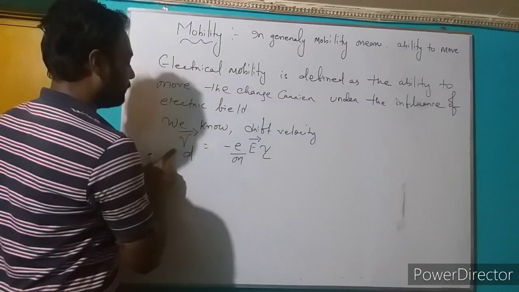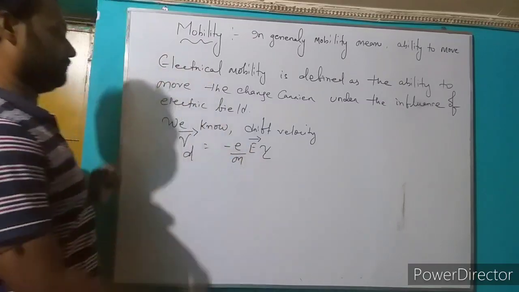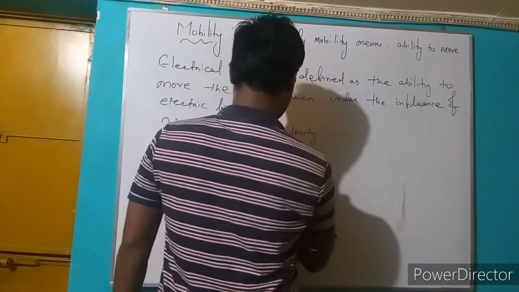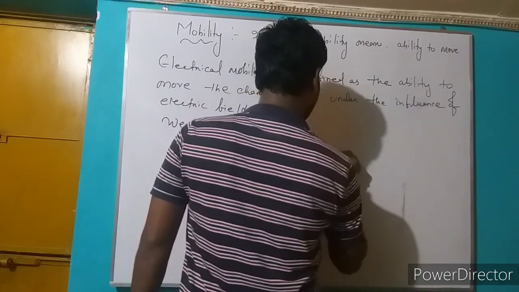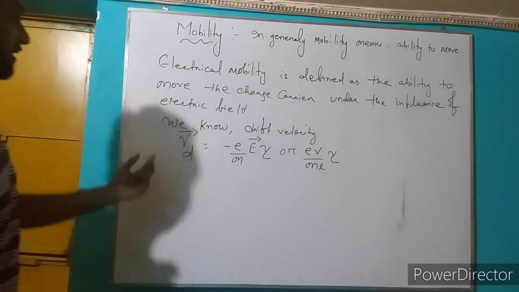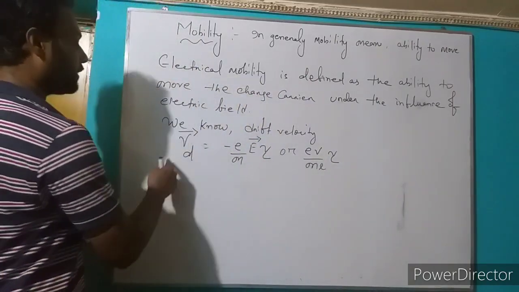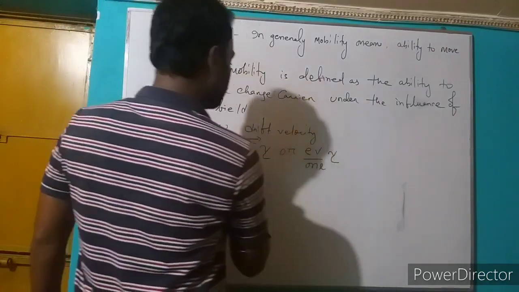Okay, so drift velocity equal to minus E by M into tau, and here E V by ml into tau. Clear? So these are the two definitions, two formulas which are related to drift velocity. Okay, how can it be possible?